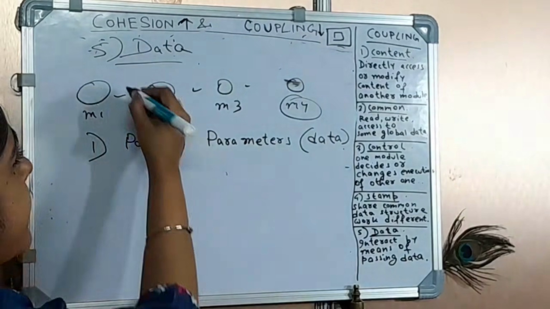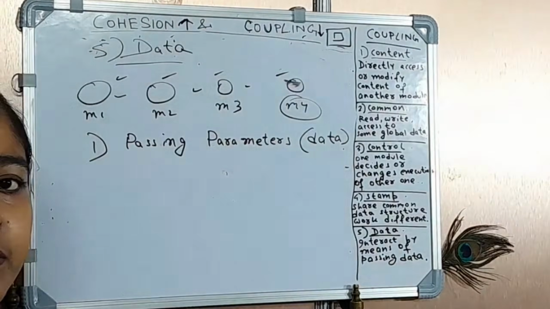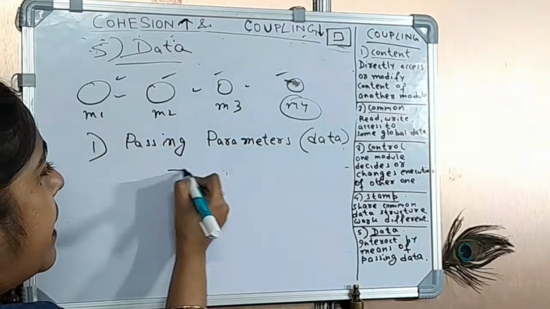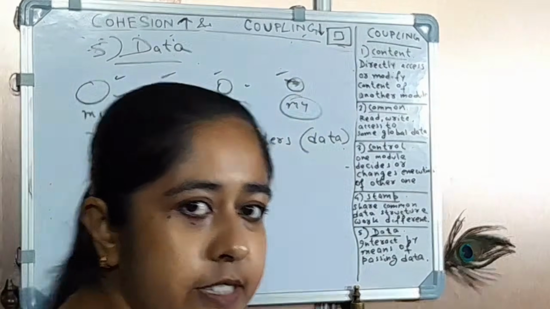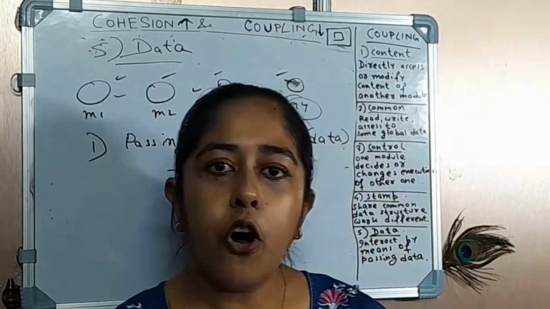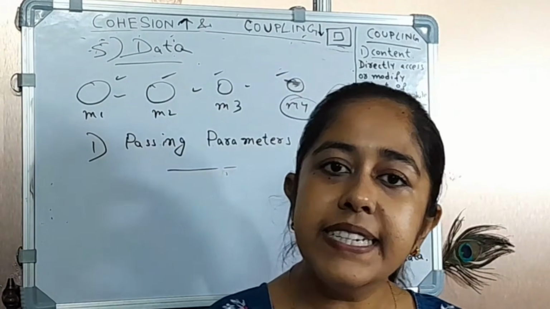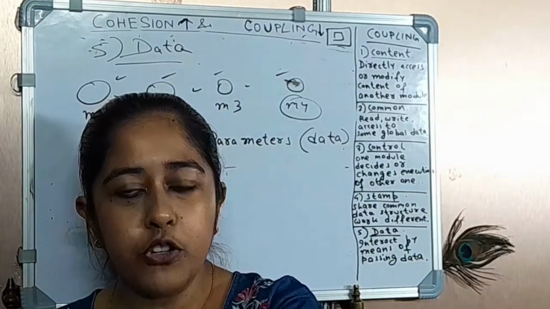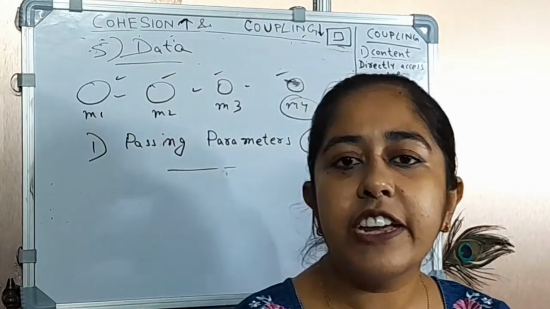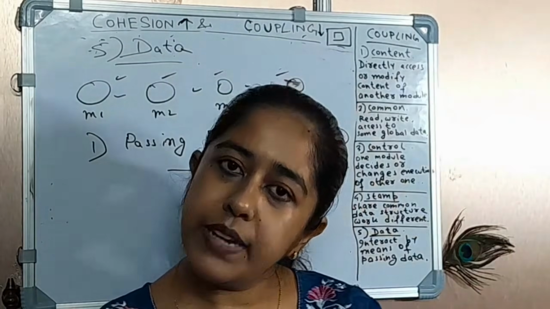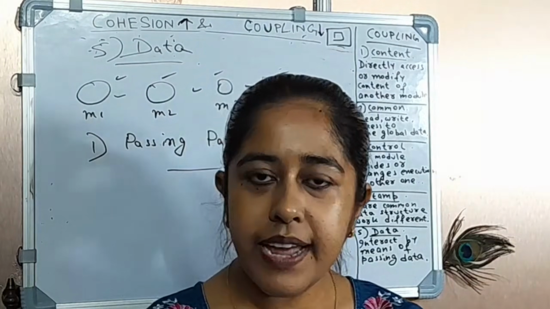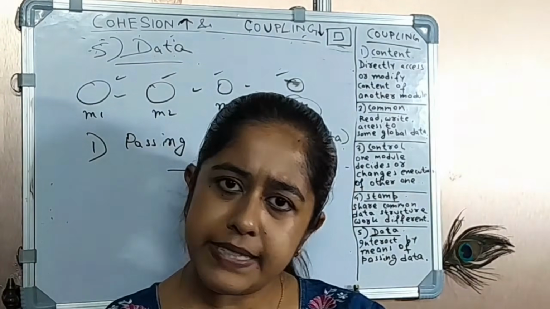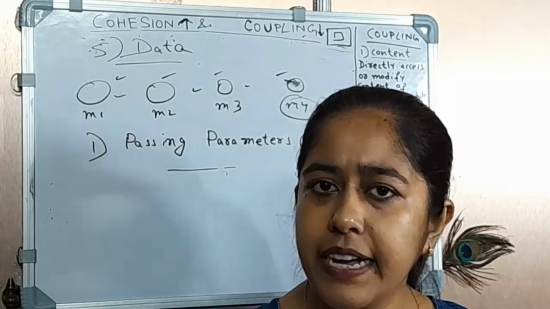By this, interconnection is built between these different modules. So in these modules, whatever execution is done is done on the basis of passing parameters or passing different data. This passing of data from one module to another, this kind of interaction between different modules, is known as data coupling. So passing different data is called data coupling.